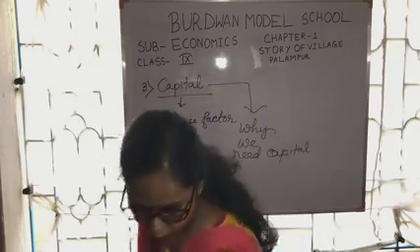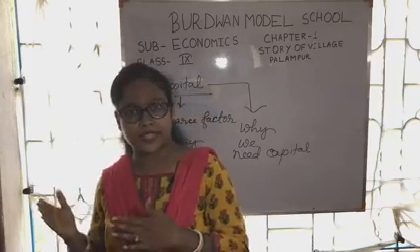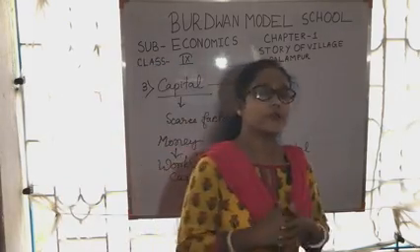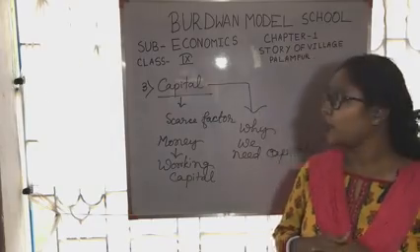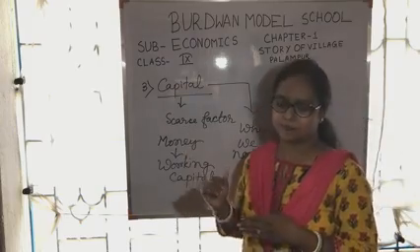So there are two factors, another is land. Land is a natural resource, but land is fixed. That's why land is also one of the scarce factors. So these are our factors of production.